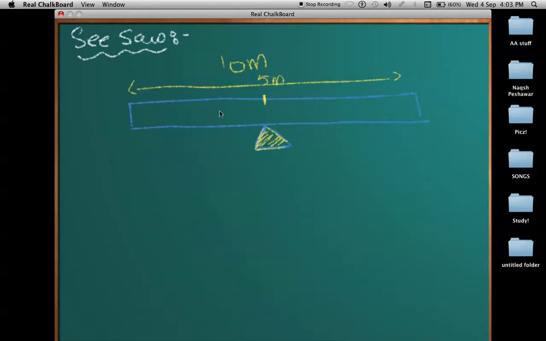Let's say this is the 0 mark, and let's say this is 1 meter, 2 meters, 3, 4, and 5, 6, 7, 8, 9, and 10. So this is 10 meters. So this entire thing is 10 meters.